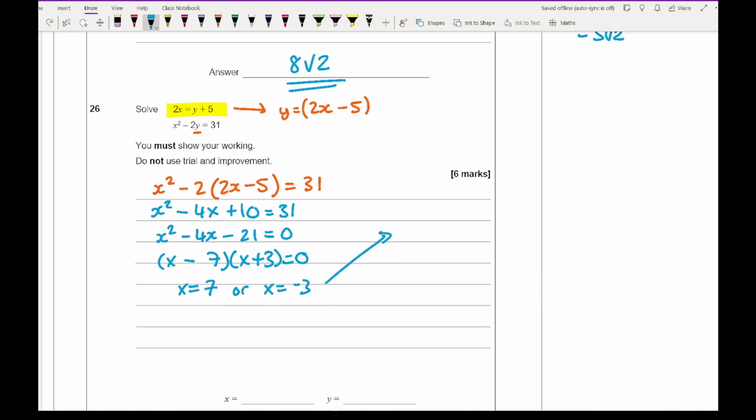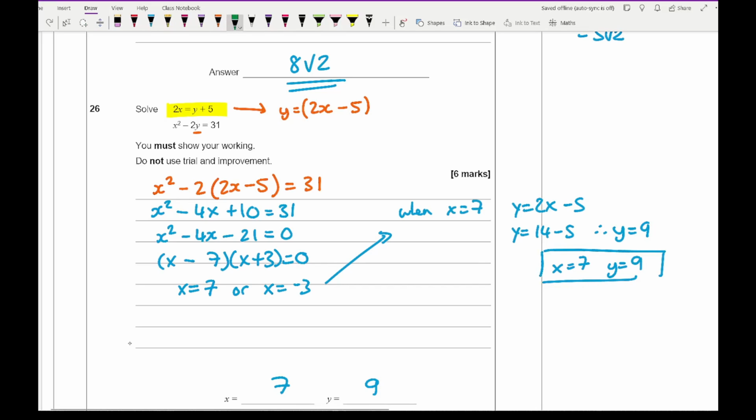So then here, when x equals 7, using y equals 2x minus 5, I've got y equals 14 take away 5, so y equals 9. So one set of values is going to be 7 and 9. So let me just write that here. So x equals 7, y equals 9.